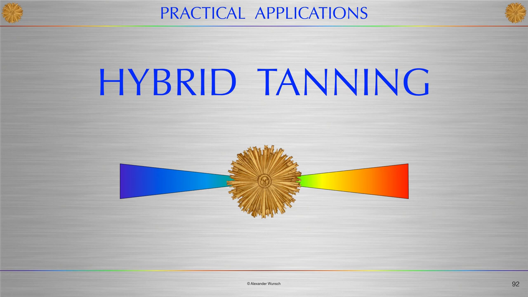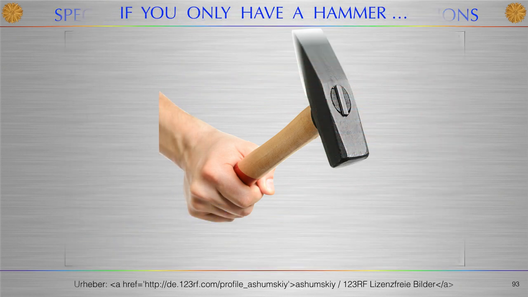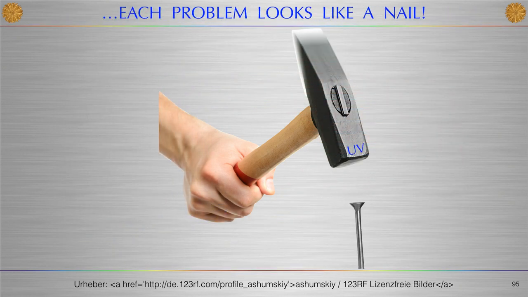And I work with hybrid tanning, which means we are combining beneficial parts of the spectrum. Here we have just the UV for the cosmetic purposes. And when we combine longer wavelengths, for example, this energizing light or the collagen lamp light, which also is quite active in the energizing region, with the UV, we can have much better results by lowering the cumulative dose of UV. And tanners who are experienced, they definitely can tell the difference, that it's much less stressful if you have this combination of short wavelengths with long wavelengths. Or in other words, if you only have a hammer, each problem looks like a nail.